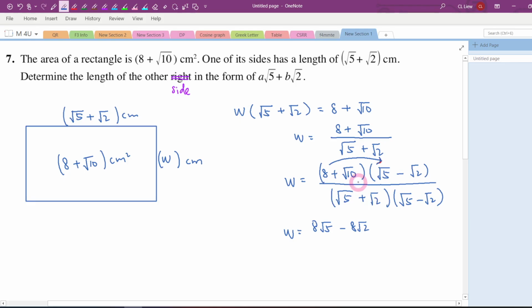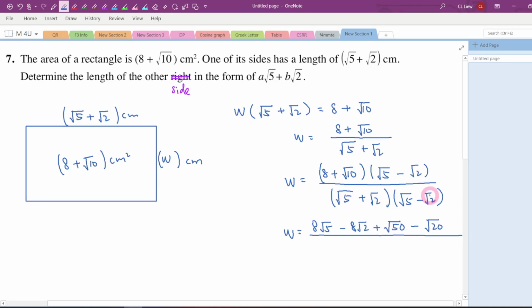So how about this part? You will get positive, positive, you get positive, which is square root of 50. Okay, last one. This one times this one. Positive, negative, you get negative. Always think about the sign first. Square root of 10 times square root of 2, you will get square root of 20.